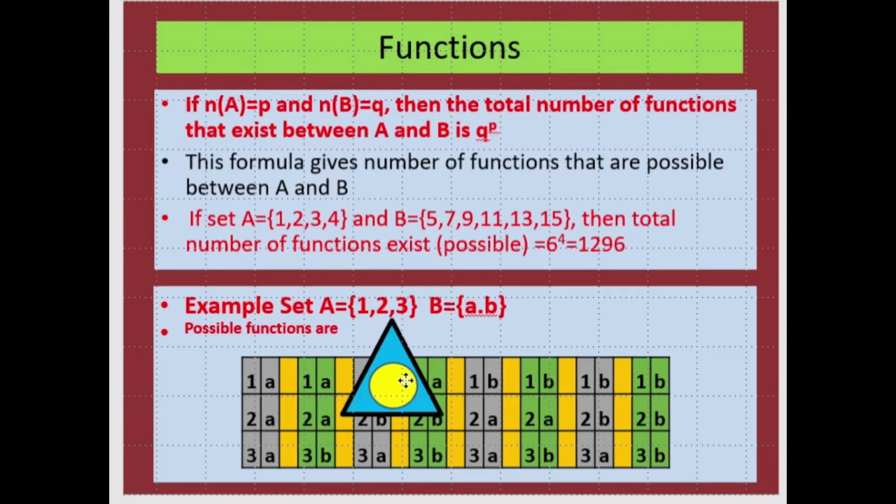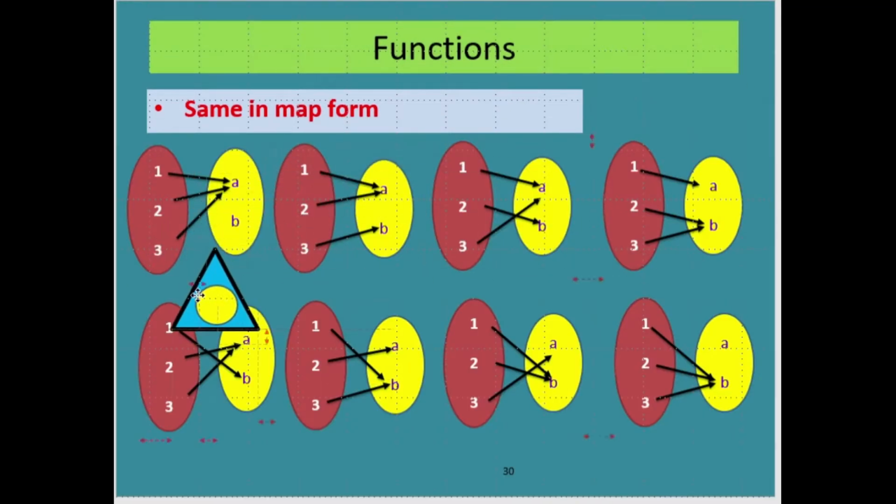And as per the cardinality principle, q is 2 and p is 3. So 2 power 3, that is 8 functions, are possible. Same thing in map form. This is one function: all the elements in the domain are paired with a. Second function: 1 and 2 mapped to a, 3 mapped to b. Then third, 1 and 3 mapped to a, 2 mapped to b. Finally, all 3 elements in the domain mapped to b.